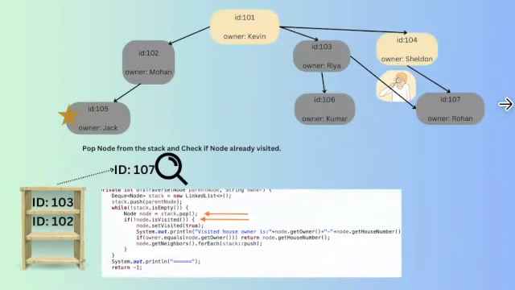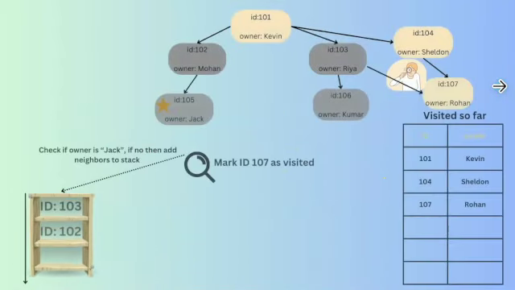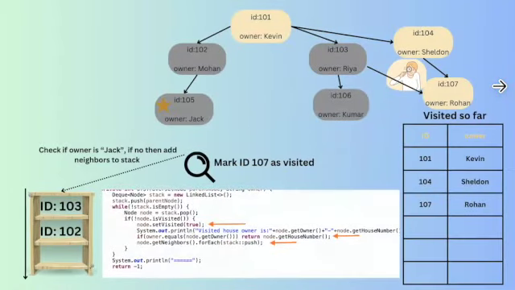Again, the code will pop the next item from the stack. As you can see, the last inserted was 107, and the code starts working on that now. It checks first whether this was already visited or not. Since it was never visited, it enters the loop, marks the node as visited, and checks whether the owner is Jack. Since it's not, it continues, but there are no neighbors to add for 107. So the stack remains the same, and the latest now is 103. There is nothing new to add.